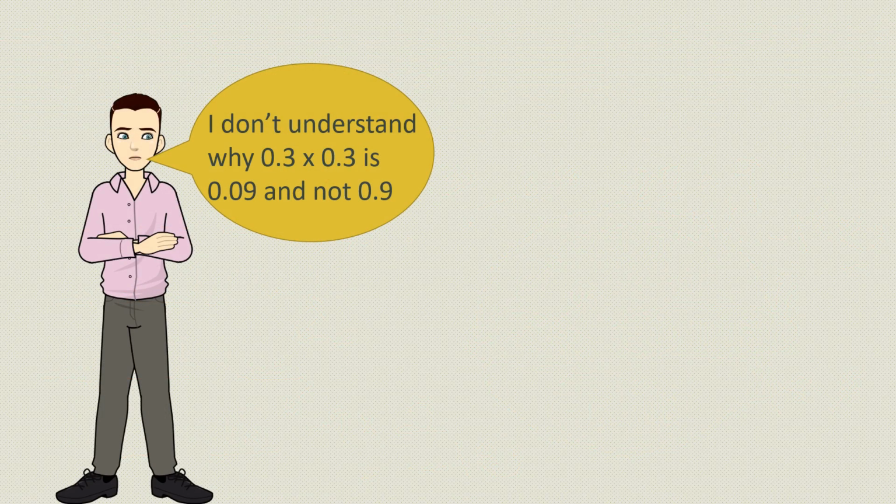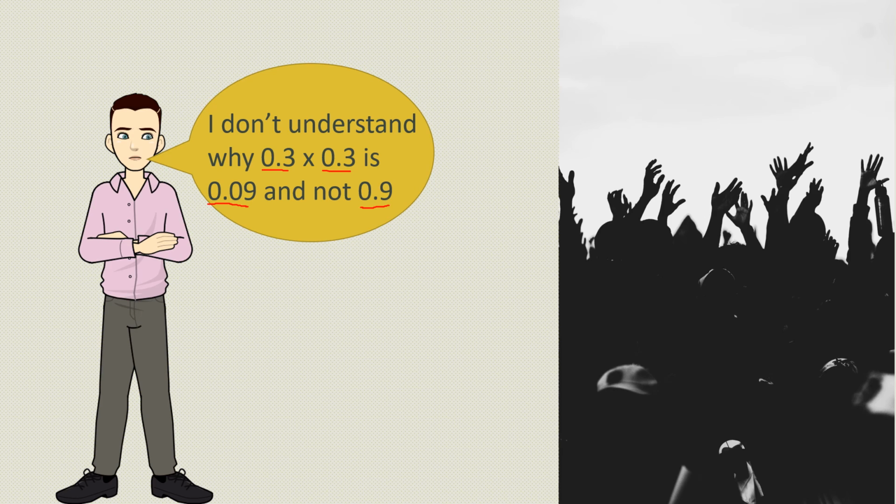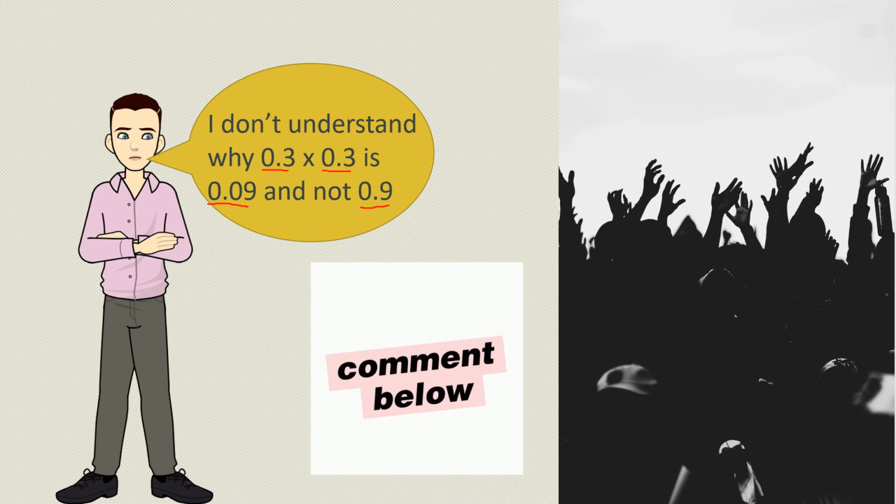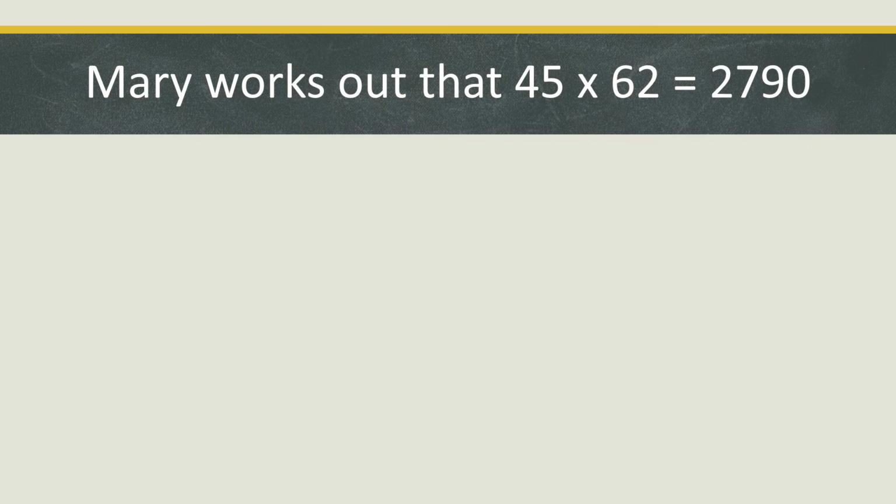Omar does not understand why 0.3 multiplied by 0.3 is 0.09 and not 0.9. So can you help him understand by commenting down below? Let's move on to the next question.